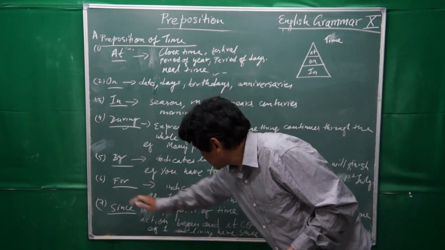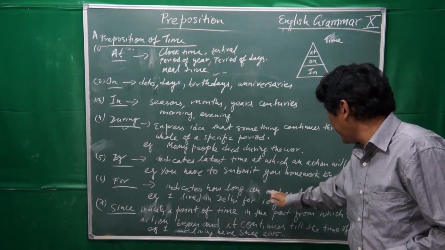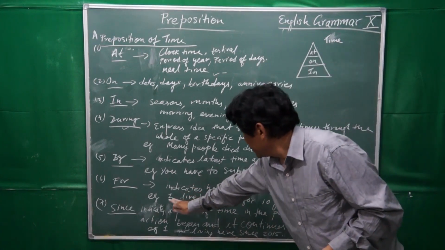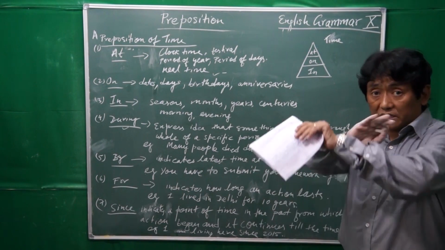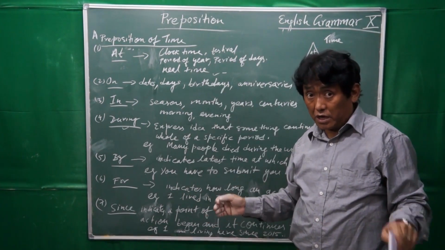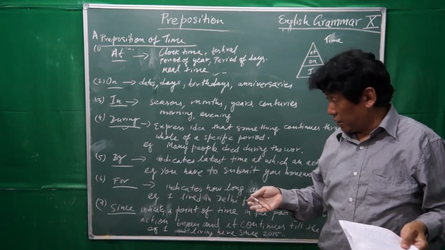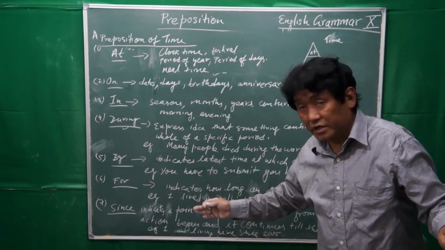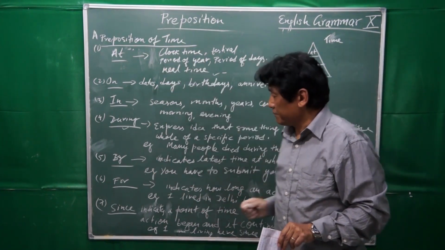And then the next one is for. Now for indicates how long an action lasts. For example, I've given: I lived in Delhi for 10 years. I'm talking about that entire 10 years when I was living in Delhi. Alright? Now I may not be living there. We were talking about that period of time only. Okay? That is how we can use for as a preposition of time.